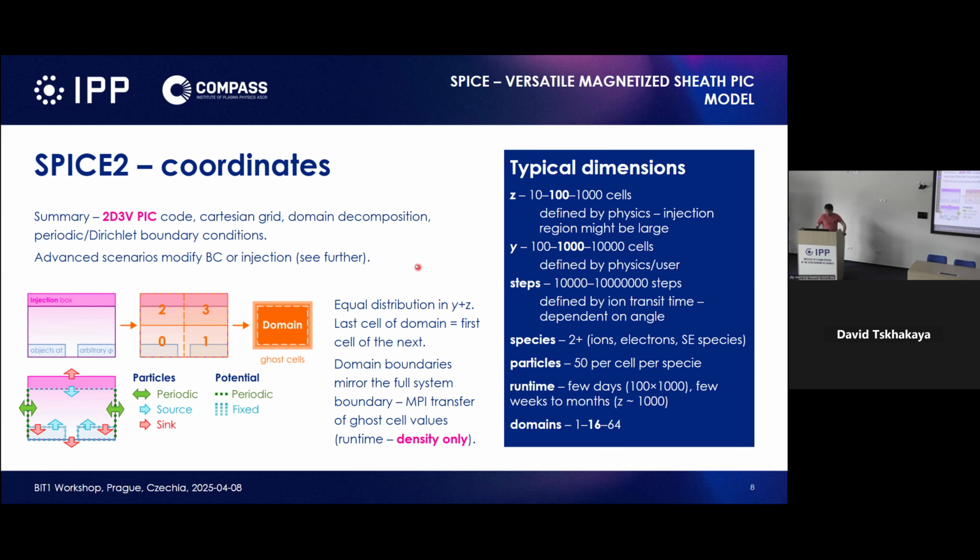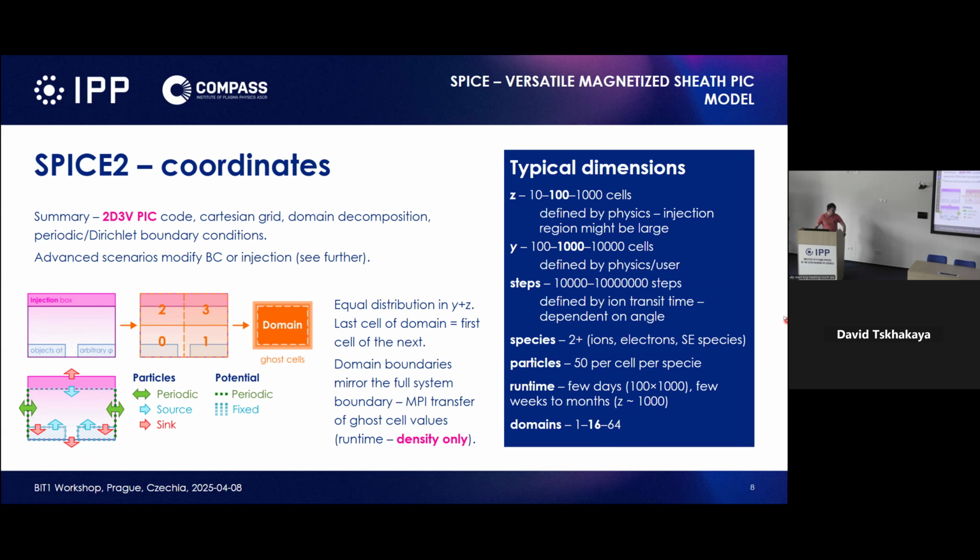The simulation runs about 1 million or several 100,000 steps, up to 10 million, but these simulations are very costly. We usually simulate two species of main plasma particles, ions and electrons, and then we have several species on top, like secondary electrons and so on. We can also simulate multiple species at once, but we rarely do it because we just didn't do it yet. We have about 50 particles per cell per species, so counting with typical dimensions, we have several million particles, up to several tens of millions of particles.